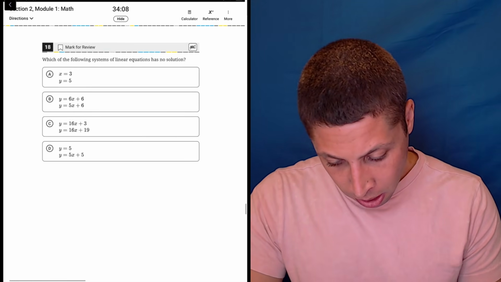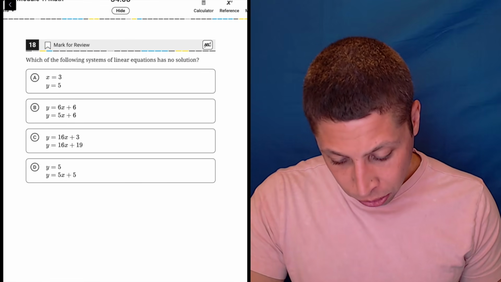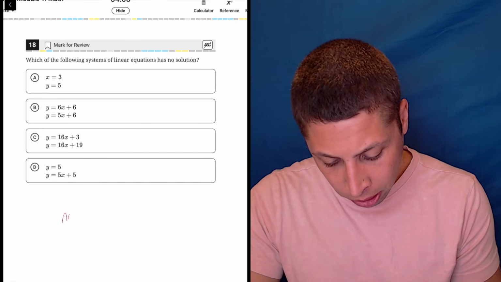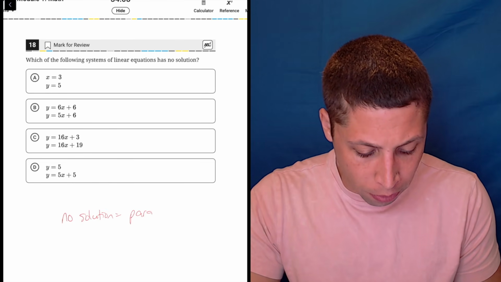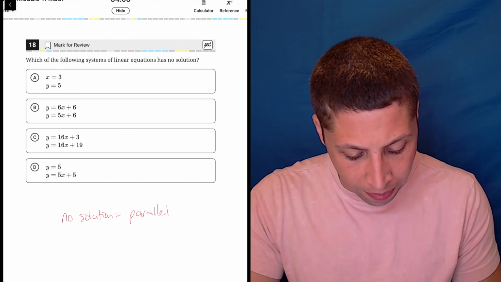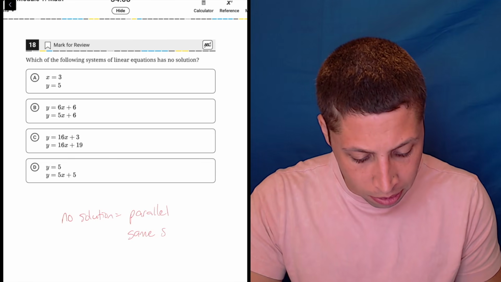Okay. Which of the following systems of linear equations has no solution? Okay, so when do they have no solution? I might write this down to keep myself focused. That's when they're parallel, and that means that they have the same slope.